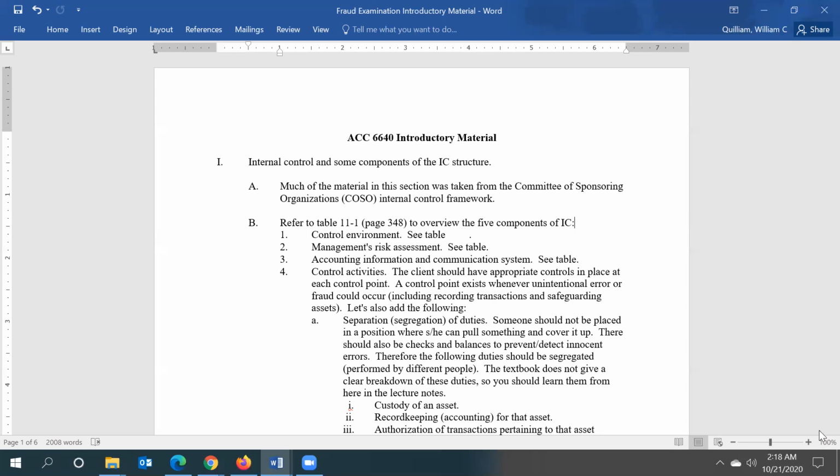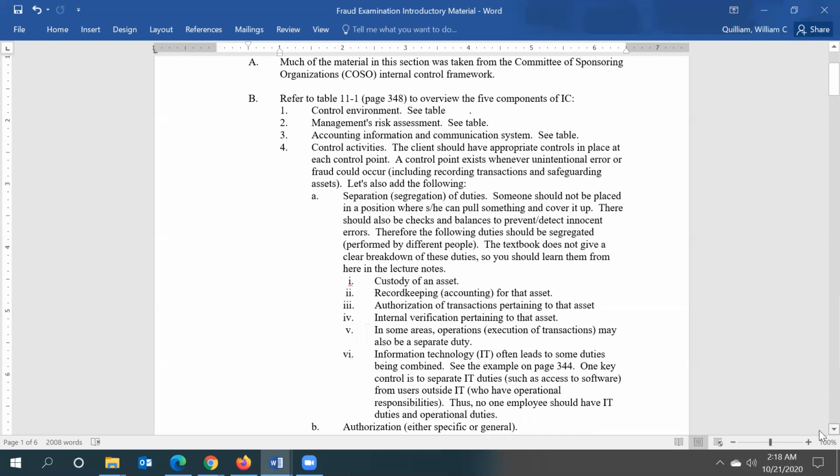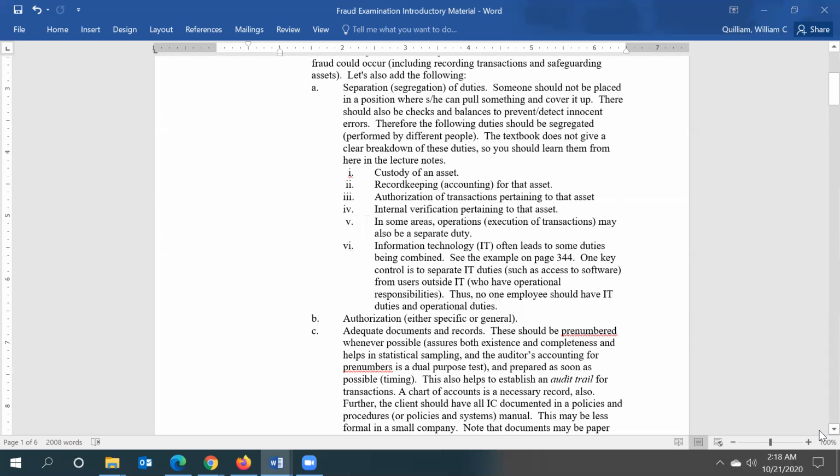First of all, one major control activity here is separation or segregation of duties. This comes up all the time with fraud. And basically, someone should not be placed in a position where they can pull something and cover it up. So commit fraud, cover it up, not good. And there should also be checks and balances to prevent and detect innocent errors.